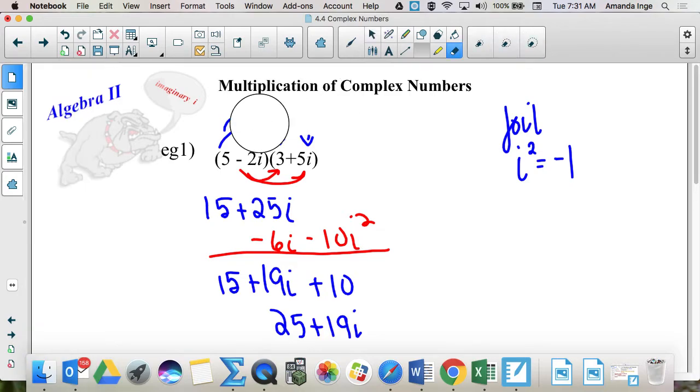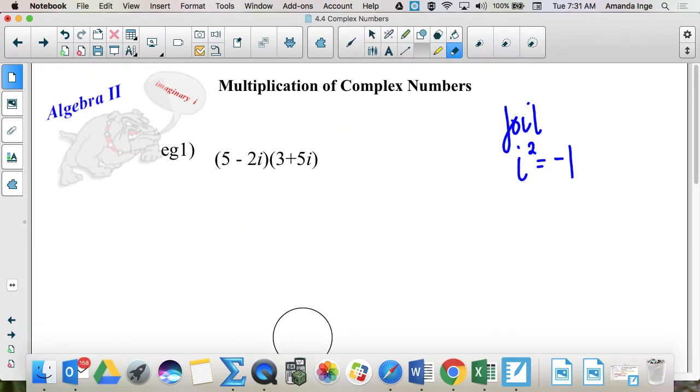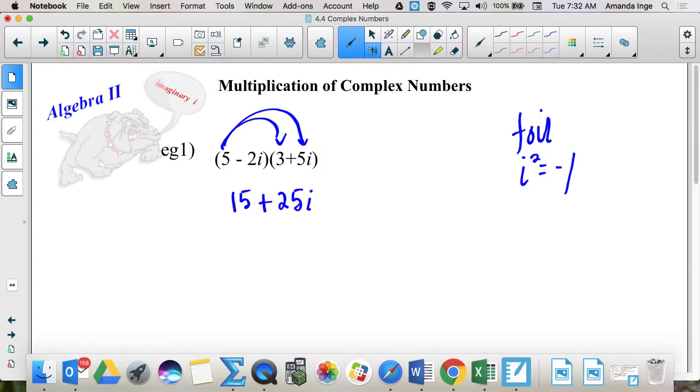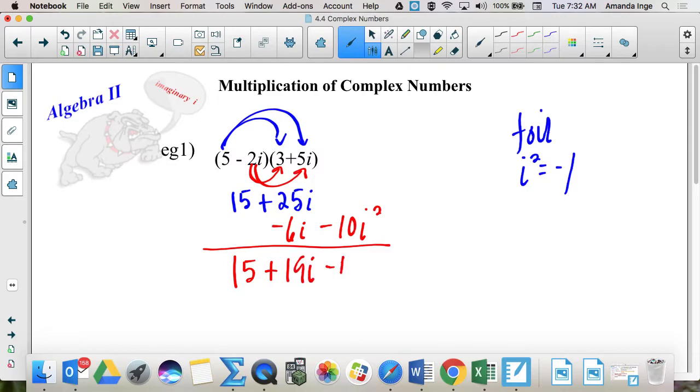So the next thing I want to talk about is how to multiply binomials. In order to multiply binomials, you need to remember to FOIL. You need to remember that i squared is equal to -1. So I'm multiplying 5 times 3 to get 15. I'm multiplying 5, so I get plus 25i. Then here I'm multiplying these together to get -6i, and I'm multiplying these together to get -10i squared. So I get 15 plus 19i minus 10i squared.